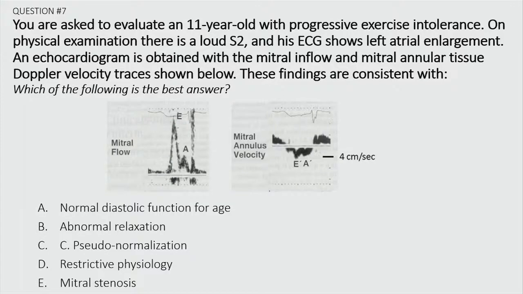7. You are asked to evaluate an 11-year-old with progressive exercise intolerance. On physical examination, there is a loud S2, and his ECG shows left atrial enlargement. An echocardiogram is obtained with the mitral inflow and mitral annular tissue Doppler velocity shown below. These findings are consistent with A, normal diastolic function for age, B, abnormal relaxation, C, pseudonormalization, D, restrictive physiology, E, mitral stenosis.